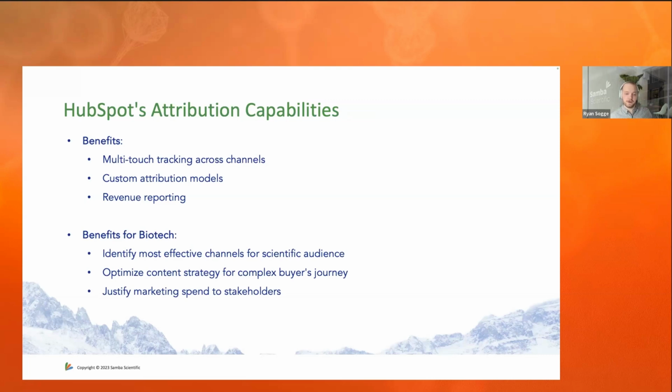Within HubSpot, there are several benefits to using their lead attribution tools. These include multi-touch tracking across multiple channels, custom attribution models, and revenue reporting. Now, for the biotech industry, this helps you identify the most effective channels for your audiences, and it can help you optimize your content strategy also for what is, as we've said, often a very long and tricky and complex buyer's journey. And ultimately, and perhaps most importantly, this can help you justify marketing spend for your stakeholders.